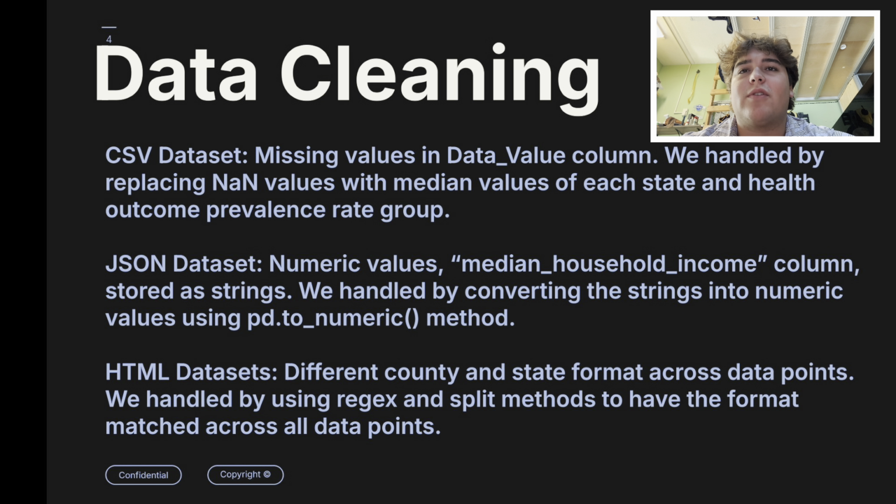One of the most important parts of our project was the data cleaning. For our CSV dataset, we had to fill all missing values in the data column. We handled this by replacing those missing values with median values of each state and health outcome prevalence rate group. For the JSON dataset, we had a couple of numeric values in the median household income column stored as strings. We handled that by converting the strings into numeric values using the pd.to_numeric method. For our HTML datasets, different county and state formats were used to describe those counties and states across the data points. We had to use regex to split those so the format matched across all data points.